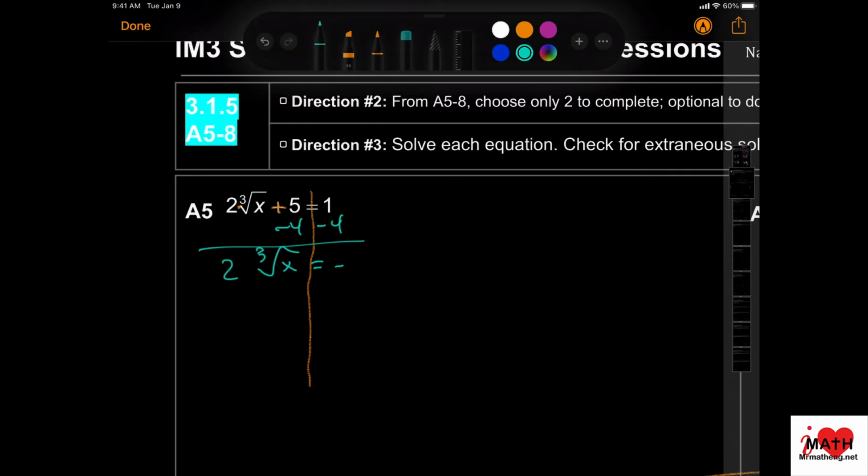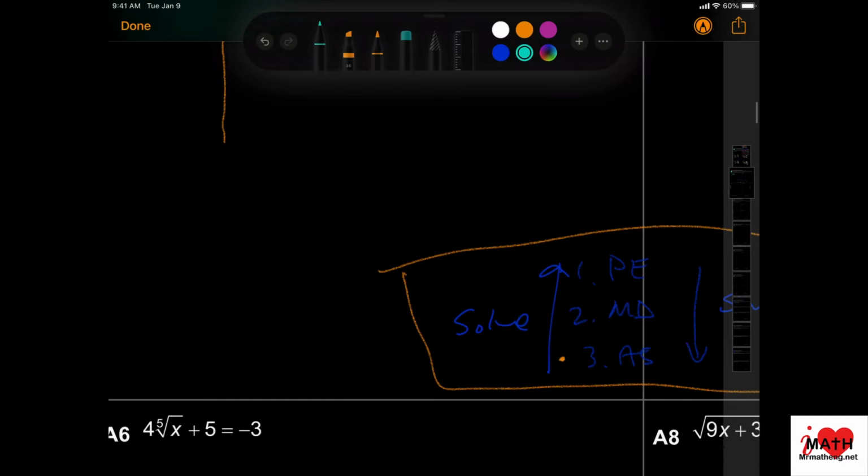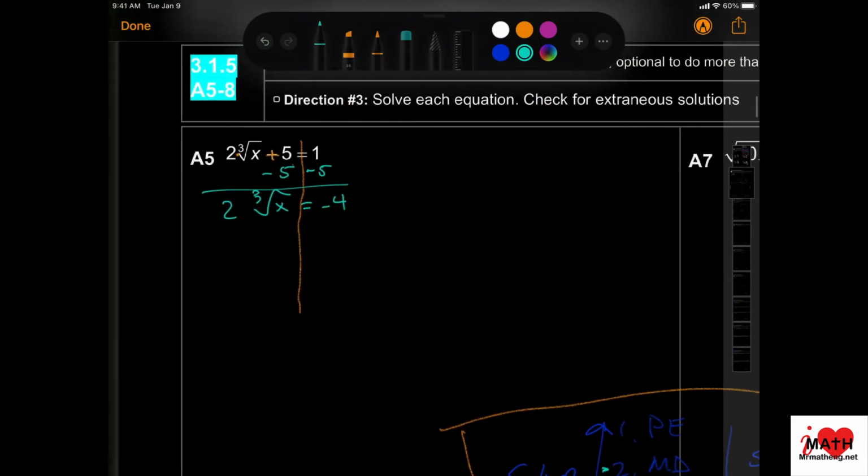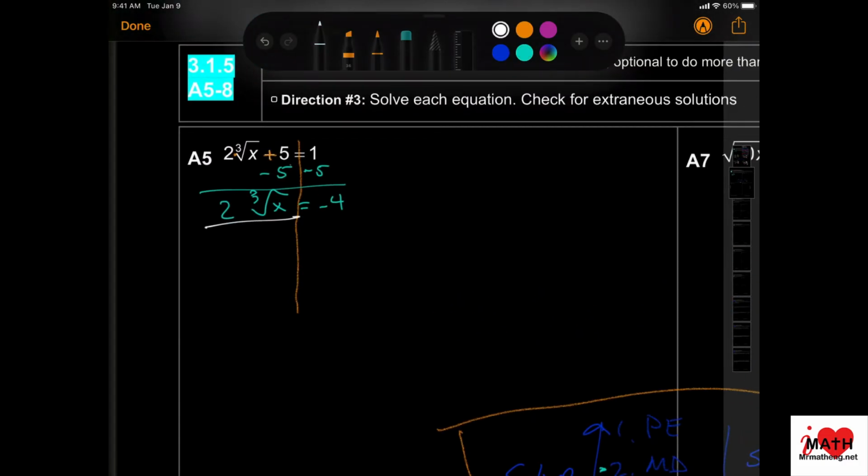Why would I subtract 4 from both sides? Darn it. Let's try that again. Subtract 5 from both sides, you will get negative 1 minus 5 is negative 4. And then you would go ahead and use multiplication and division here. So I'm going to divide both sides by 2. You will get cube root of x equals negative 2.